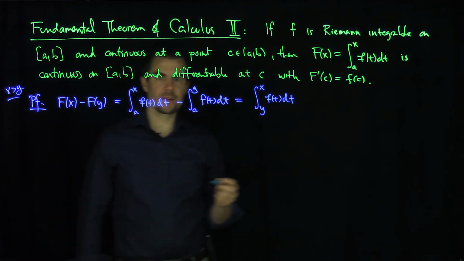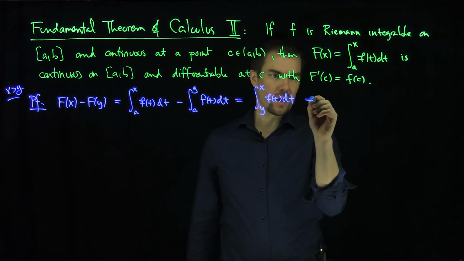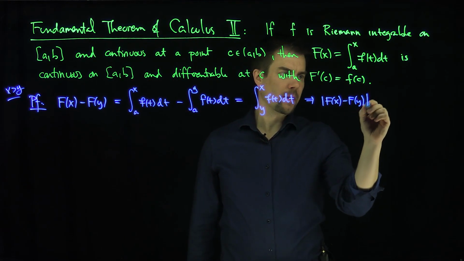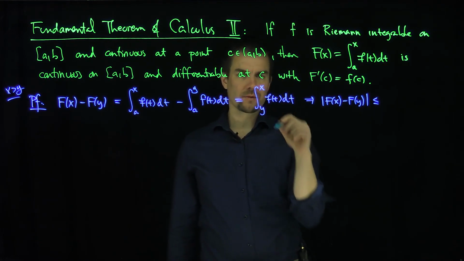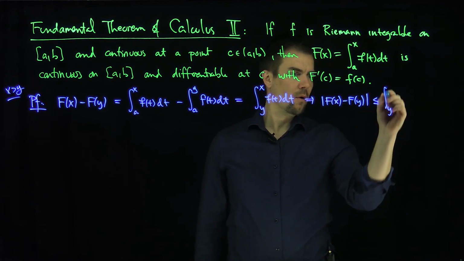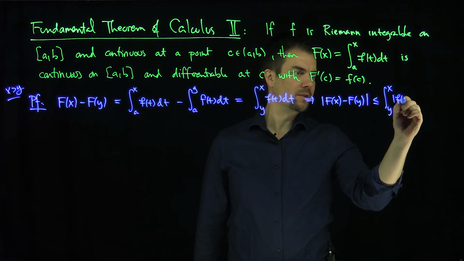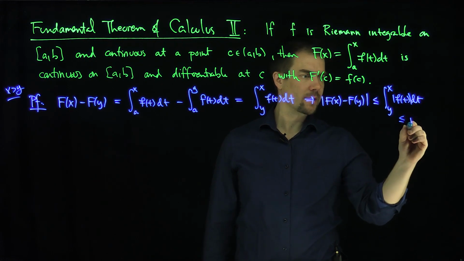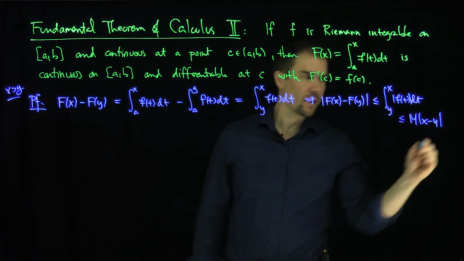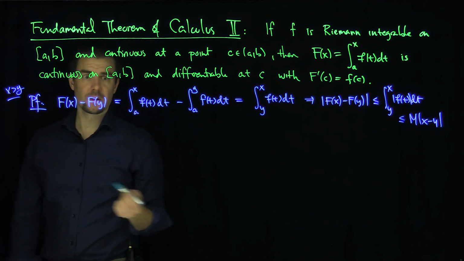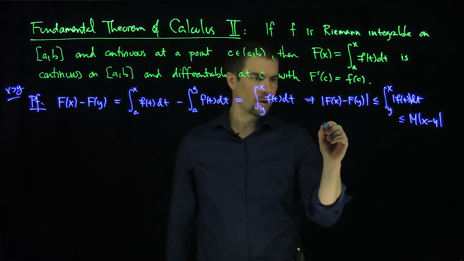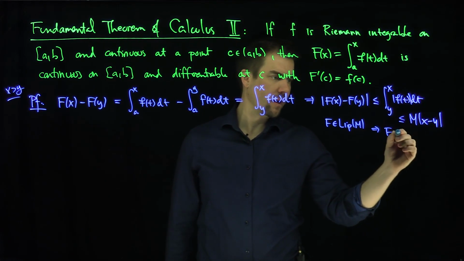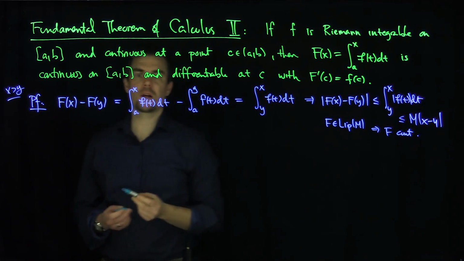Now taking the absolute value of this, what does this imply? The absolute value of F of x minus F of y is less than or equal to the integral from y up to x of the absolute value of f of t dt. But Riemann integrable functions are bounded, so this is less than or equal to a constant M times x minus y. That shows that capital F is Lipschitz with constant M, and therefore it's continuous. That's the first part of my problem.